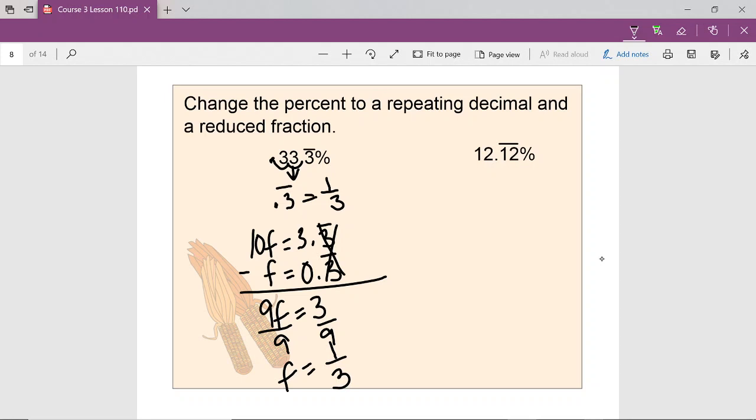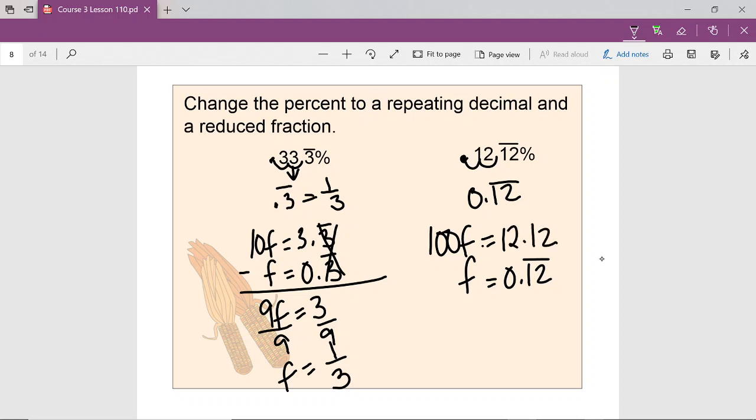So let's try this next one. It's a percent right now, 12.12 repeating. Put it as a decimal, we get 0.12 repeating because we moved it back twice since we are dividing by 100. Now that we have our repeating decimal, I can put one equation as f equals 0.12 repeating, and I multiply by 100 this time, since there's two numbers repeating, to get 12.12 repeating. And we subtract. 99f equals 12.